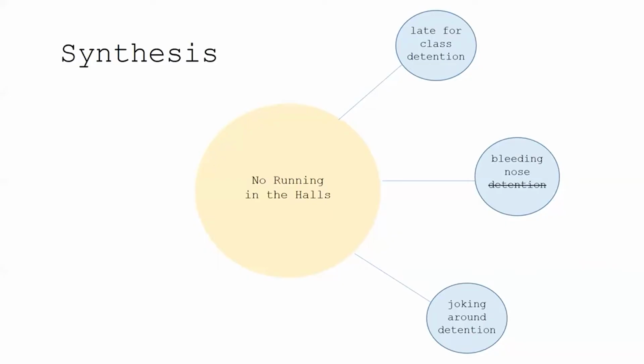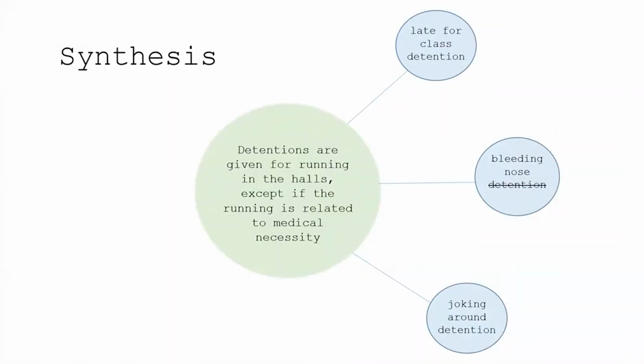So what can we take away from these cases that further informs us about what no running in the halls means? Well, the student with the bleeding nose didn't get a detention. So I think that's telling us something and providing a bit of clarity to the rule. So here, we've added that into the rule to try and formulate a statement that would be applicable to future similar cases. So that might look something like this. Detentions are given for running in the halls, except an exception if the running is related to medical necessity. That seems to make sense here.